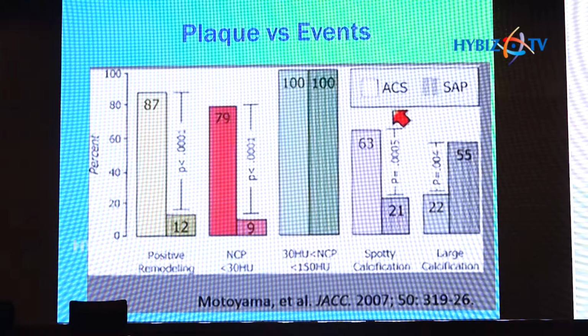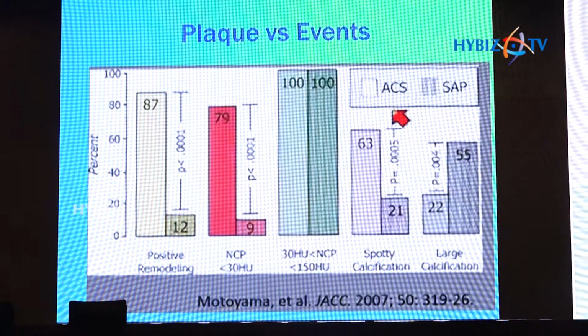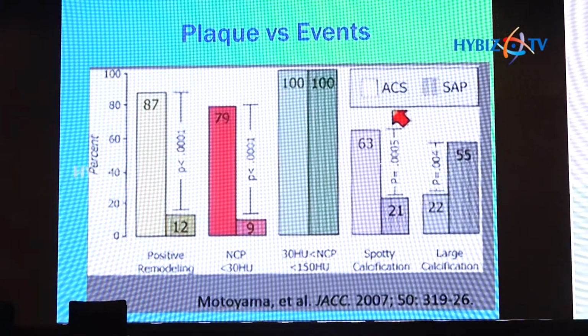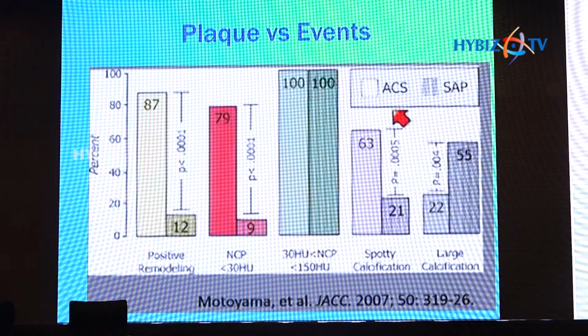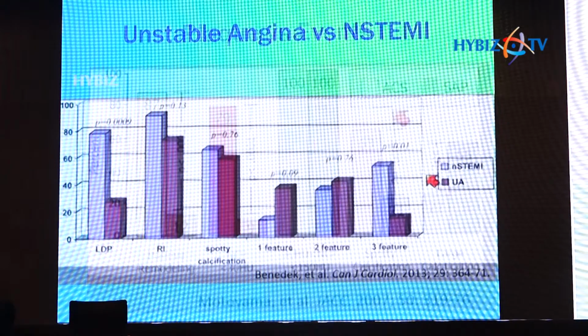And what about CT? This is Motoyama's data, which clearly showed that if you have positive remodeling on the CT, an NCP of less than 30, or spotty calcification, these are the patients who would have an ACS, compared to those patients with large calcium deposits or Hounsfield units of more than 30. These patients would be seen more in stable angina patients.